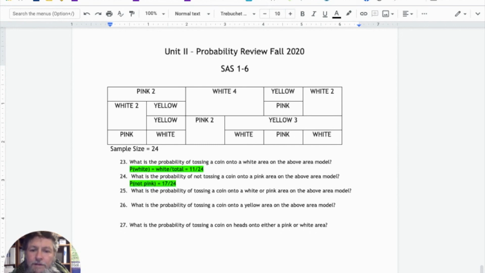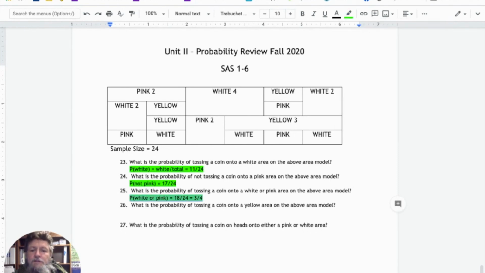Okay. What is the probability of tossing a coin into a white or pink area on the above area model? White or pink. We just have the probability of both and add them together, or alternatively count all the white and pink together and then divide that by 24. So what is the number of white and pink? 1, 2, 3, 4, 5, 6, 7, 8, 9, 10, 11, 12, 13, 14, 15, 16, 17, 18. It's 18 out of 24. You divide both by 6, you end up with 3/4. Okay? So 3/4 of them are white or pink.